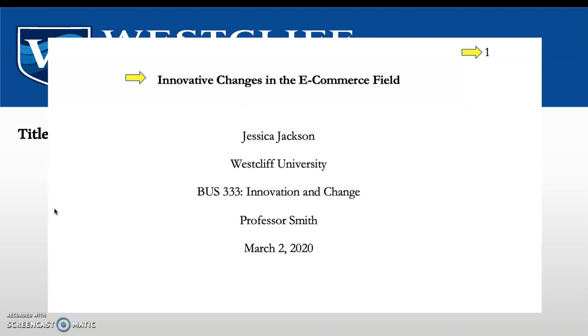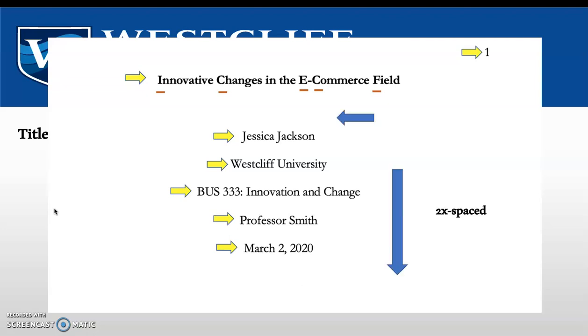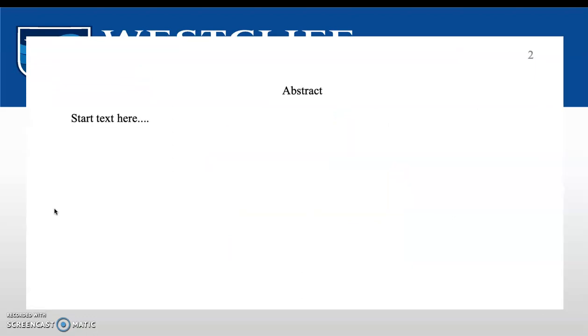The title will come first. It is now bolded. Title case is used. So you see here all my main words are capitalized. It is followed by your name, name of the university, course code, course name, professor's name, and then the date or the due date of the assignment. This will be double spaced, and there's an extra space between the title and the remainder of that information.